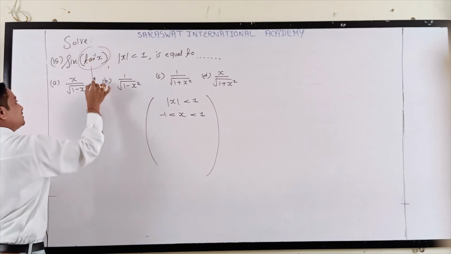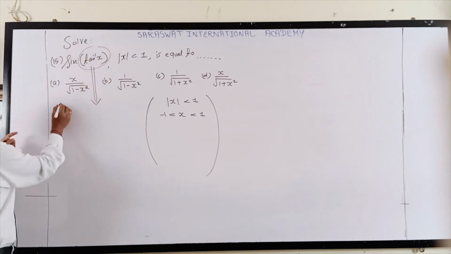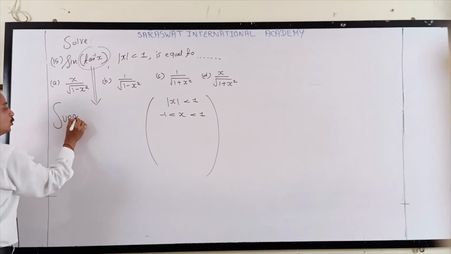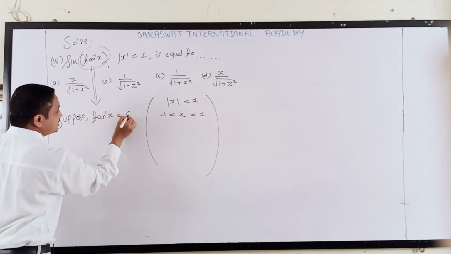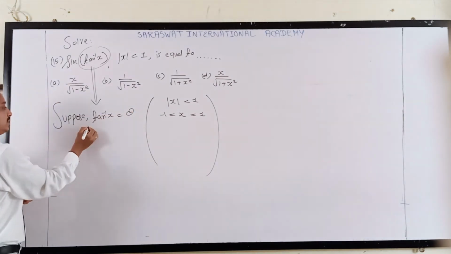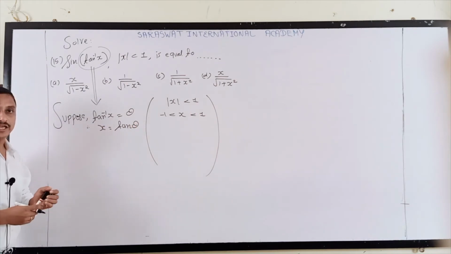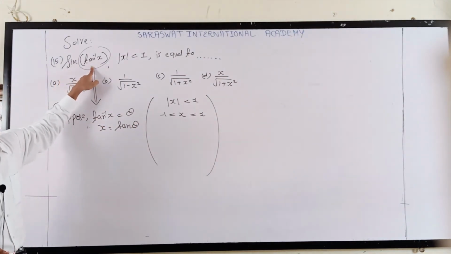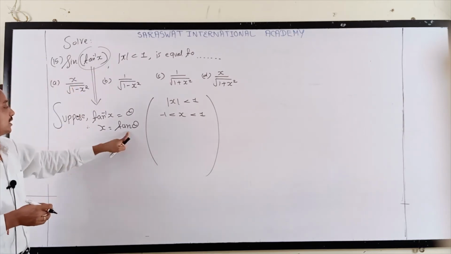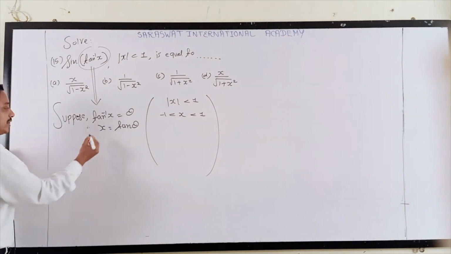First of all, I explain this inverse value in terms of sine. Suppose tan inverse x is equal to theta. It means x is equal to tan theta. Again, I want the outside value as sine, so the internal value should also be expressed through sine. So tan theta, x, converting into sine.